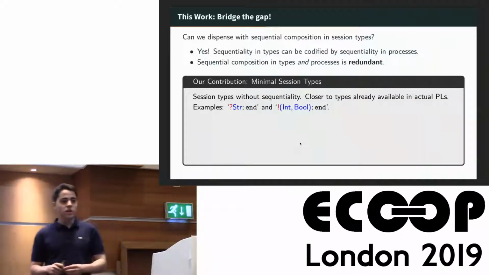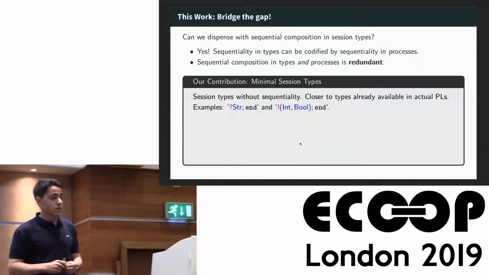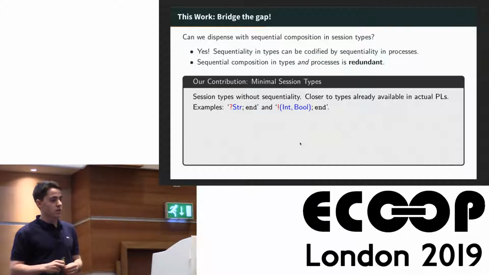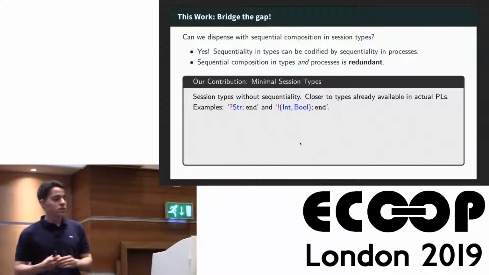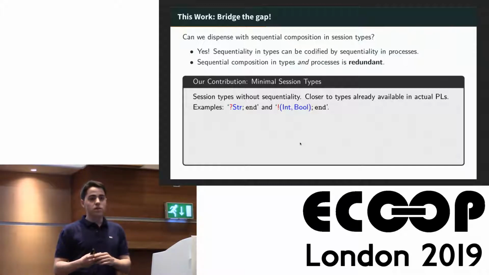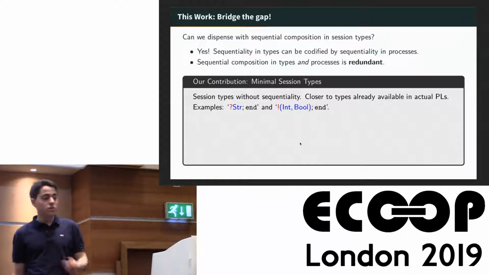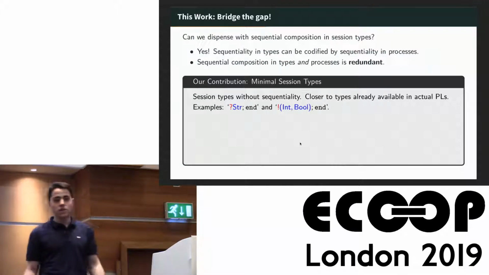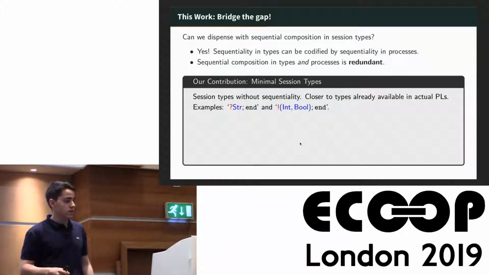So the question we asked is, can we dispense with sequentiality in session types? And in this talk I will show that the answer to this question is yes. We provide a translation such that sequentiality in session types is actually codified in sequentiality on the process level. And by doing that, we show that having sequentiality on both the session type and process level is redundant.